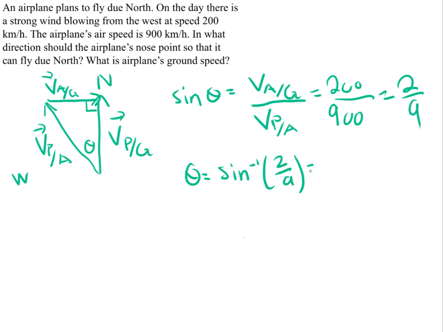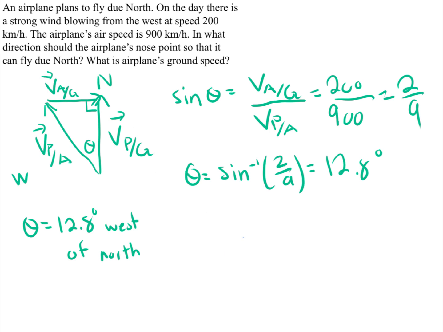And that should give you about 12.8 degrees. So theta will be about 12.8 degrees. To prevent your airplane from drifting too far to the east, you need to point your nose 12.8 degrees. And this will be west of north, since you're pointing 12.8 degrees towards the west of due north.